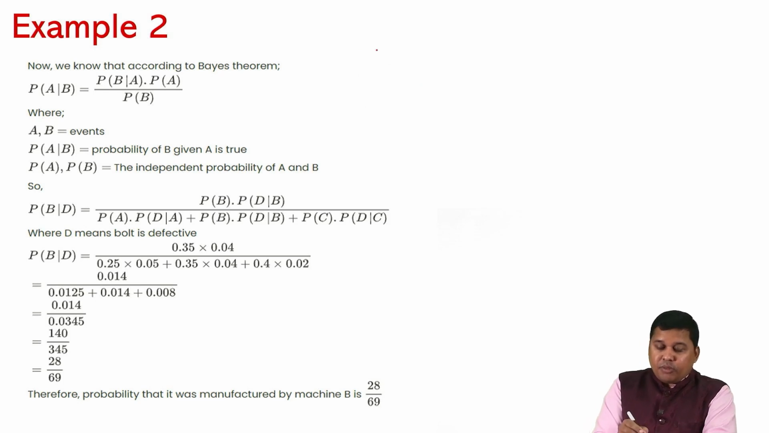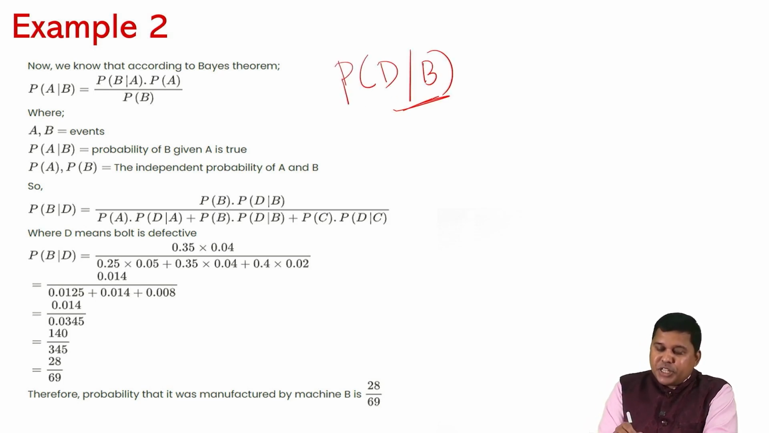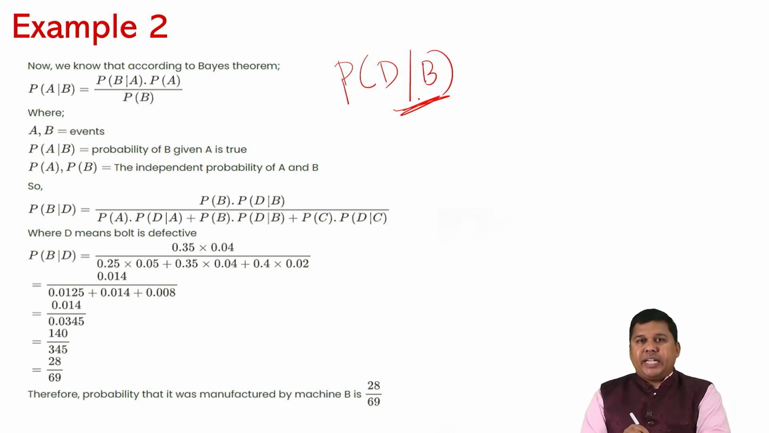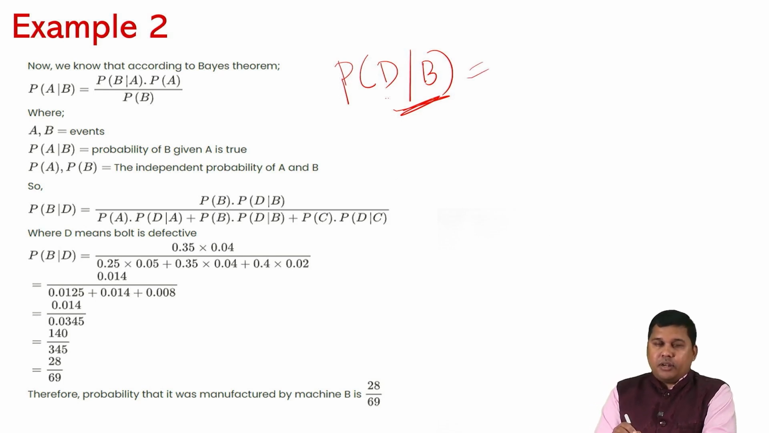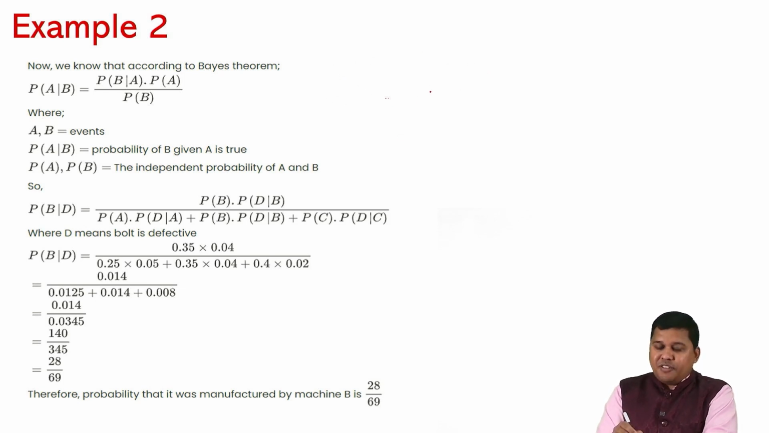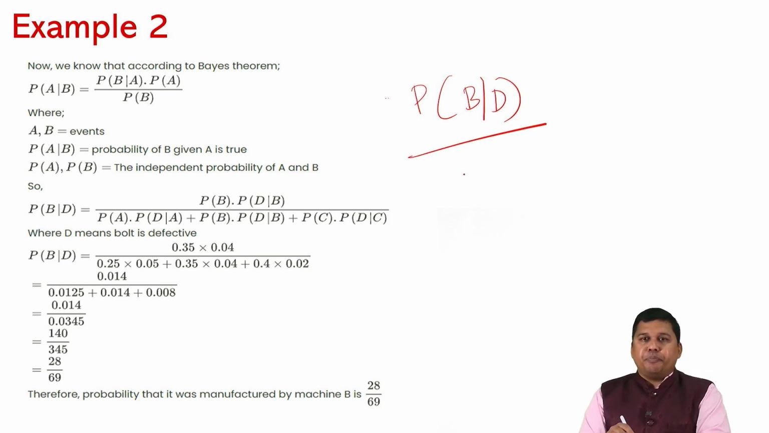We want to find out that a bolt is defective from machine B, so we want this P of D given B. We know this value already: the probability of a defective bolt from machine B. But we are supposed to find, given that the bolt is defective, the probability that it is from B, that is P of B given D.